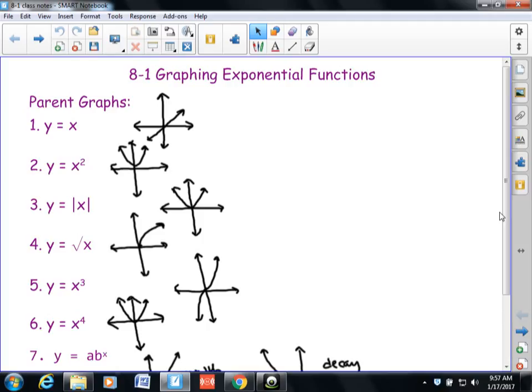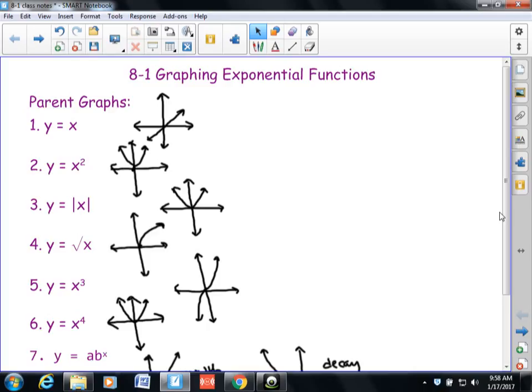So first of all, y equals x is our parent graph for a line, and you'll remember that that just passes through the origin and has a slope of 1. The second one is quadratic, and I know it doesn't really look like it. My smartboard was off when I drew this, but the vertex should be there at the origin, and we've got that upward opening. The third one is our absolute value graph, and that is that V graph that we've had. Again, the vertex is at the origin.